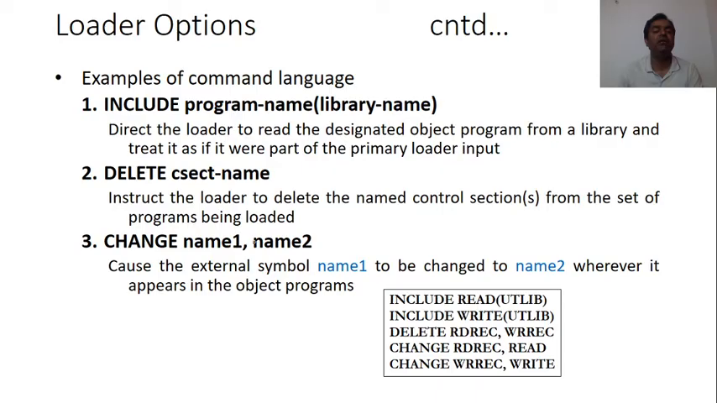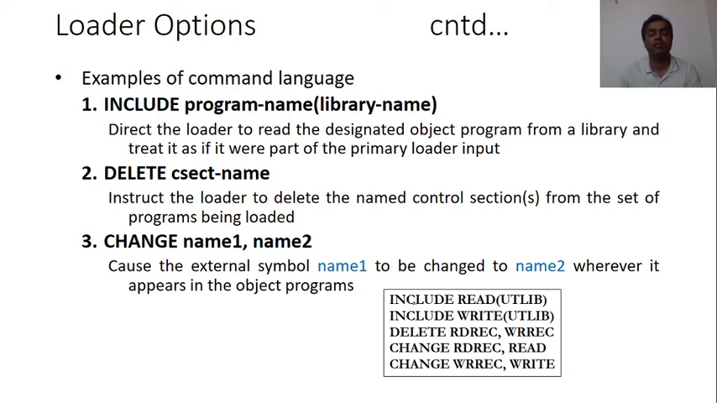Change name 1, comma, name 2. This causes the external symbol name 1 to be changed to name 2 wherever it appears in the object program.